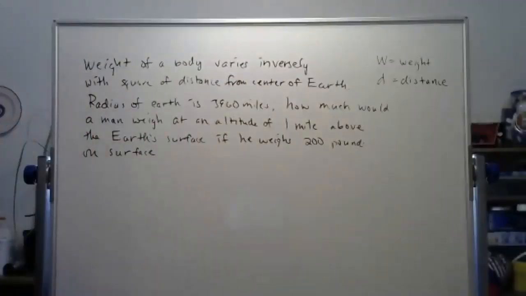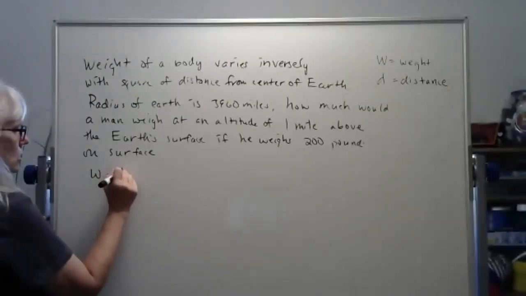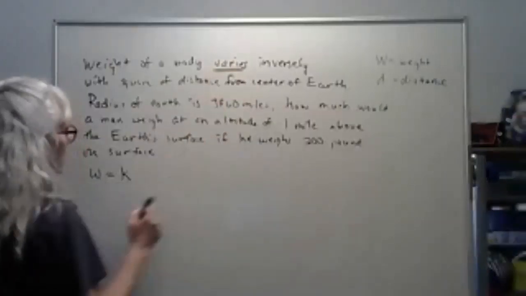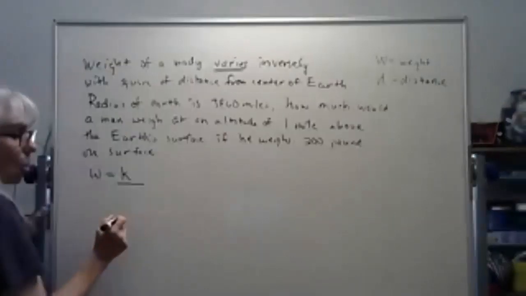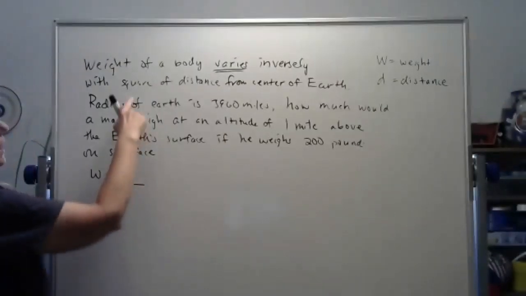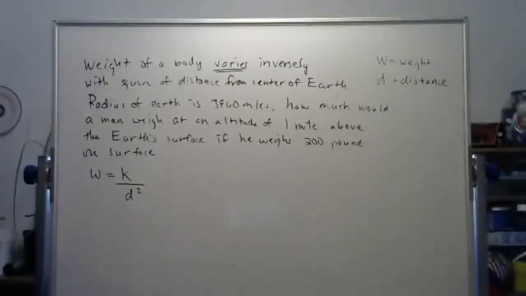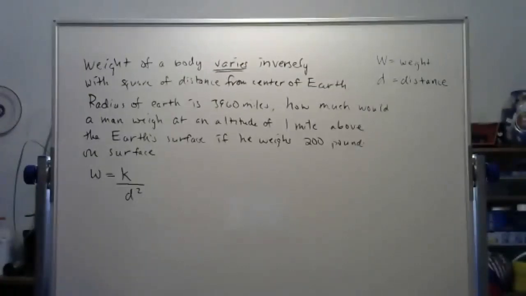So what we need to do first is write our equation. So our weight, W, is equal to K, because it's a variation problem. I see that word varies, that tells me I need K. And in this case, because it's inversely, I'm going to put K over what follows after that, the square of the distance. So we'll put D squared down there in the denominator. And there's our beginning variation equation. So because of the inverse, we put whatever follows that word into the denominator. So we know that W is equal to K over D squared.